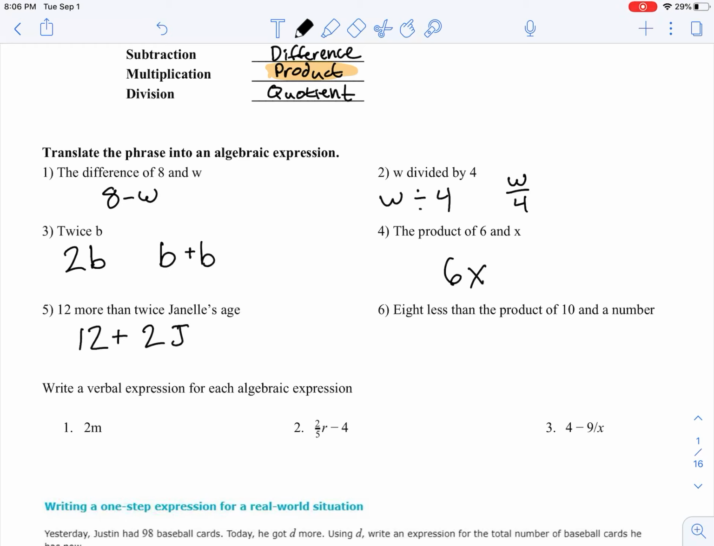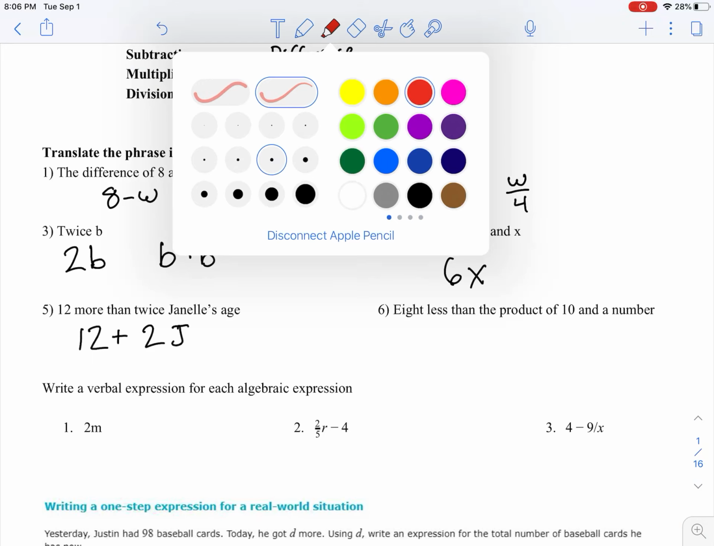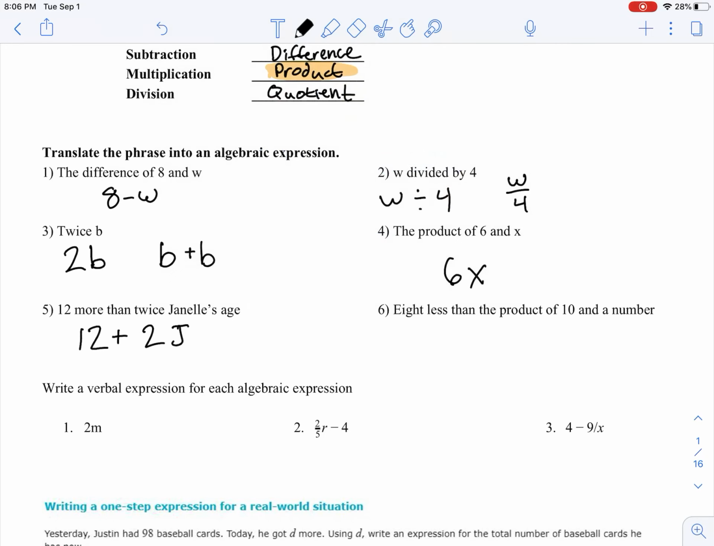8 less than the product of 10 and a number. This is the toughest one. This is the one that you're going to have to pay the most attention to on here because it's got a trick to it. A lot of people think when you do 8 less than, it really means you're doing 8 minus. That's actually not the case.